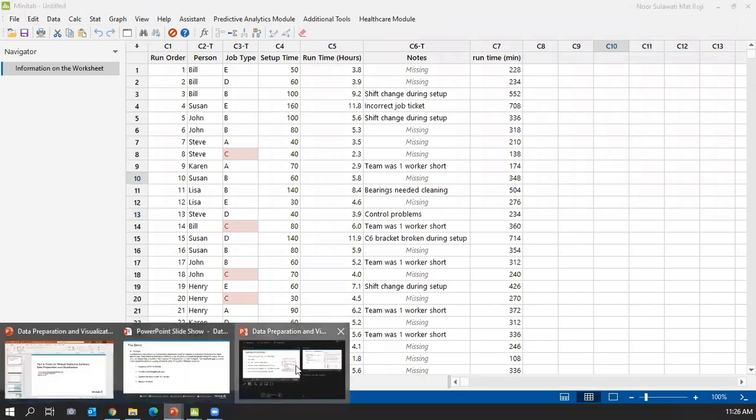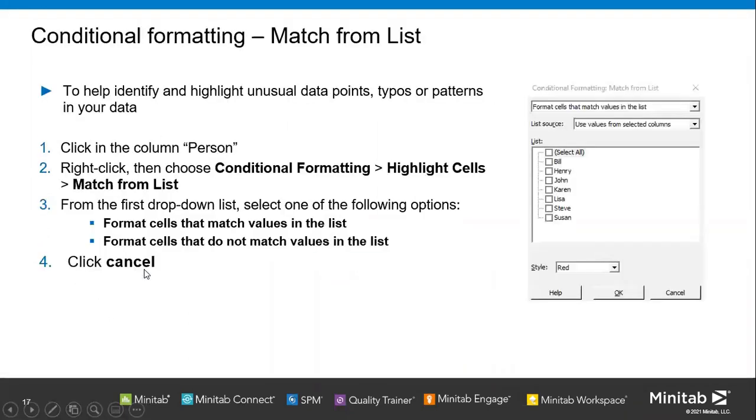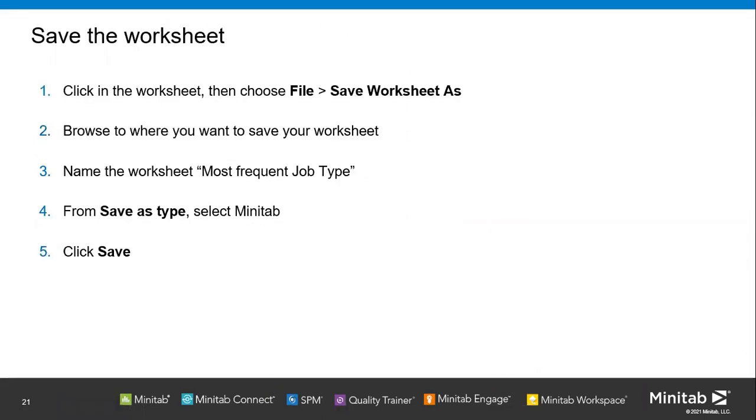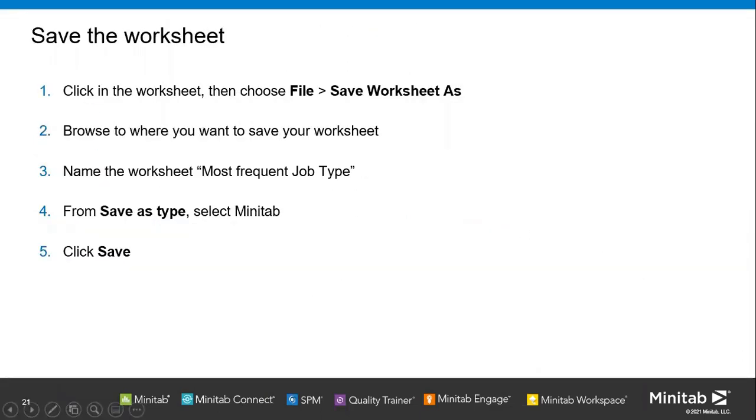So for this case, we have already done this. This is the case mismatch correction, which you can do before you import into Minitab. So to review, you can go to the calculator, and you can save it.